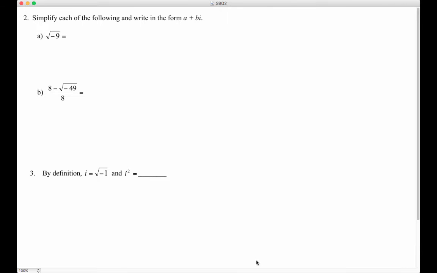Simplify each of the following and write in the form of a plus bi. In other words, this is a quick review of how to deal with complex numbers. So let's take a look at the first one here.